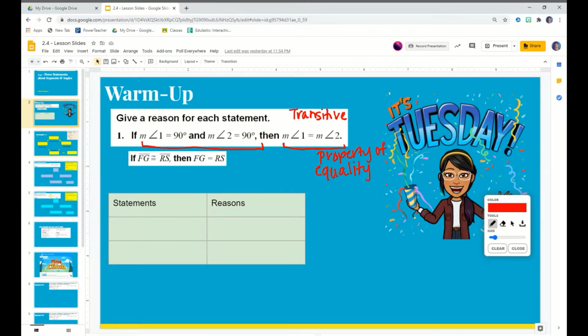Okay. The second one, if segment FG is congruent to RS, then FG is equal to RS. This is the definition of congruence. So if two quantities are congruent to each other, then they must be equal in measure. This is the definition of congruence.